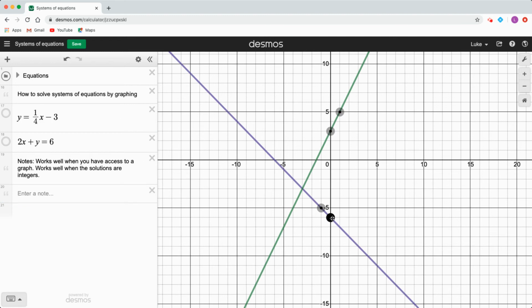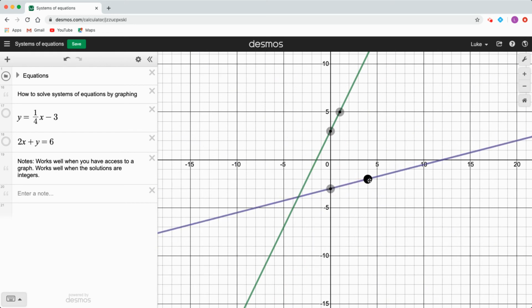I'll just take this one since it's down here already. Let this be the 1/4 x minus 3. So minus 3. And then I have to go up 1 over 4. All right, good. I've graphed that one.